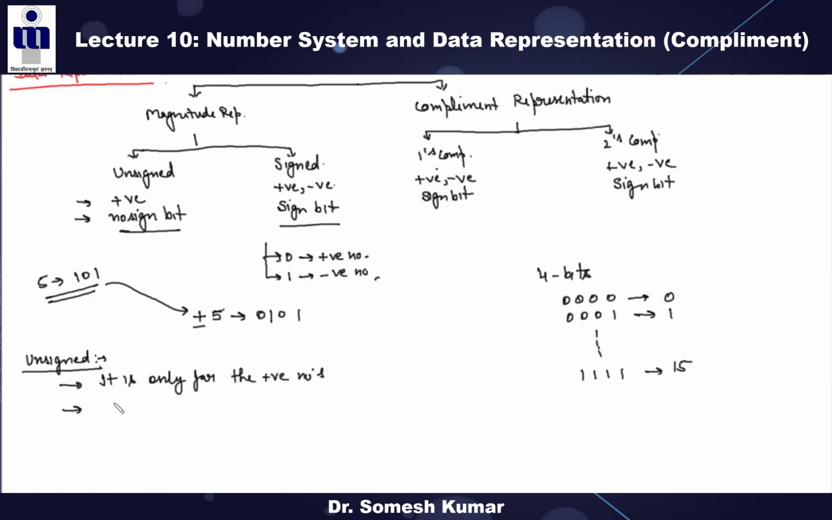So we can say, what is the range of this unsigned representation with 4 bits? It is 0 to 15. This is the range in decimal. In general terms, for n bits, the range of unsigned representation is 0 to 2^n minus 1, right? If you take n equal to 4, it comes to 16 minus 1, 15, so 0 to 15. If you take n equal to 3, it is 0 to 7, right?